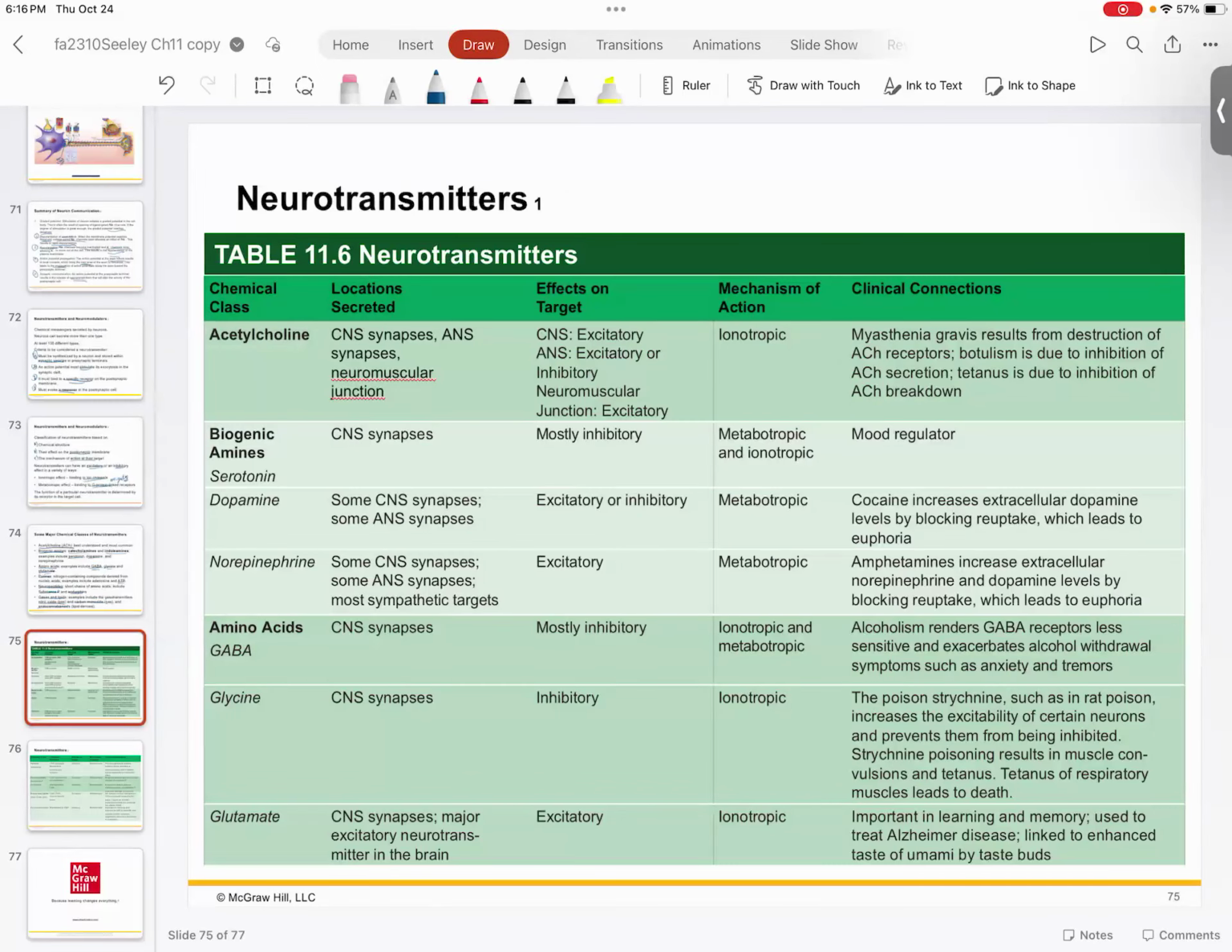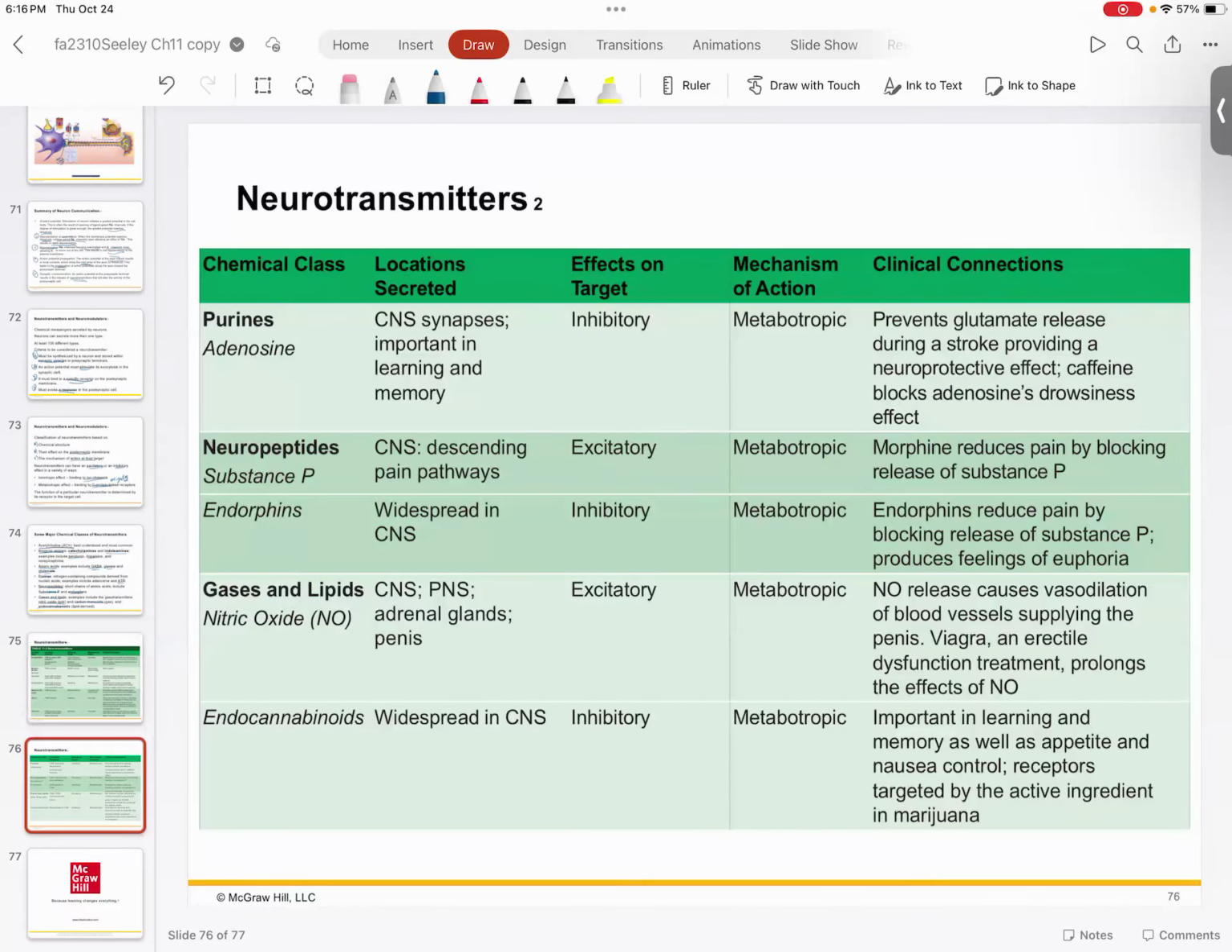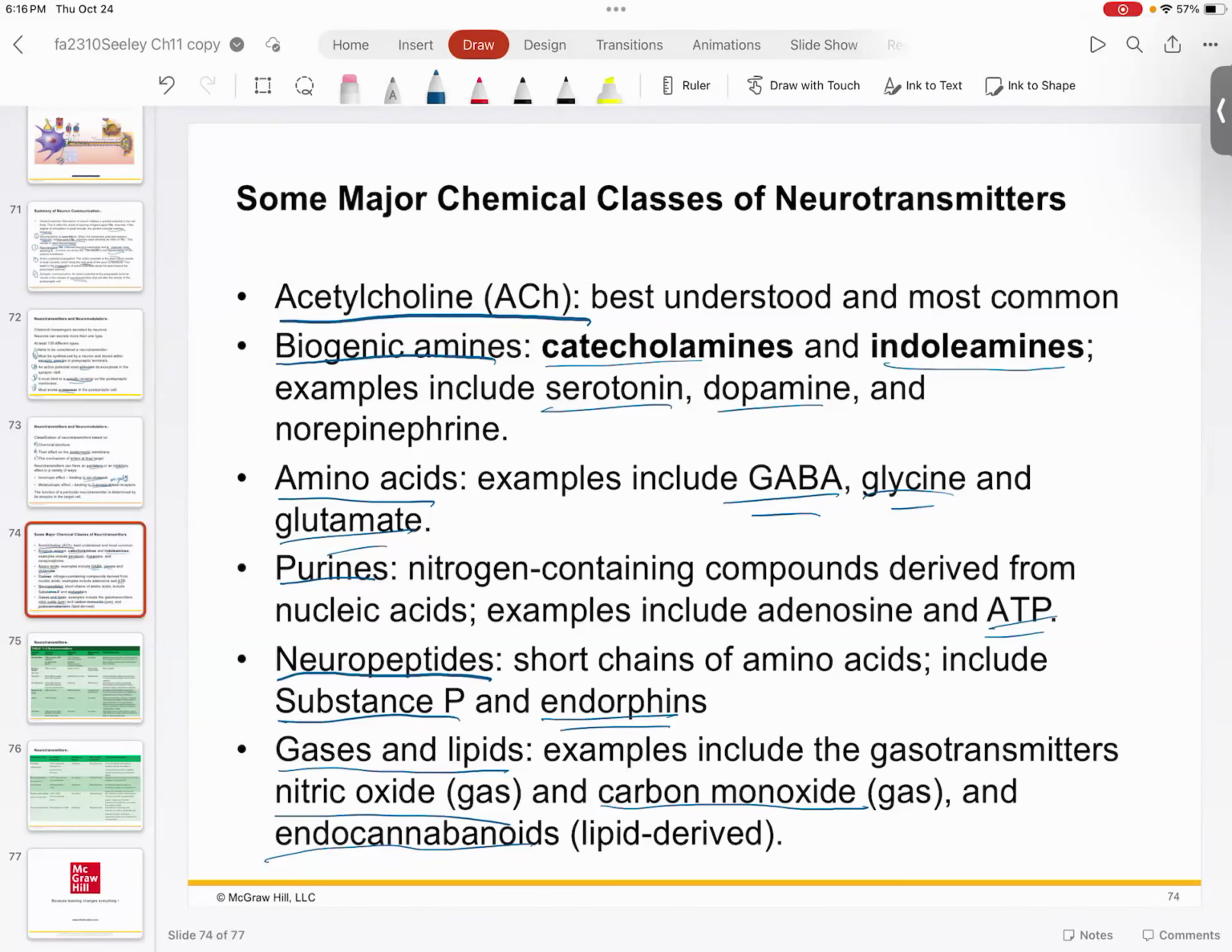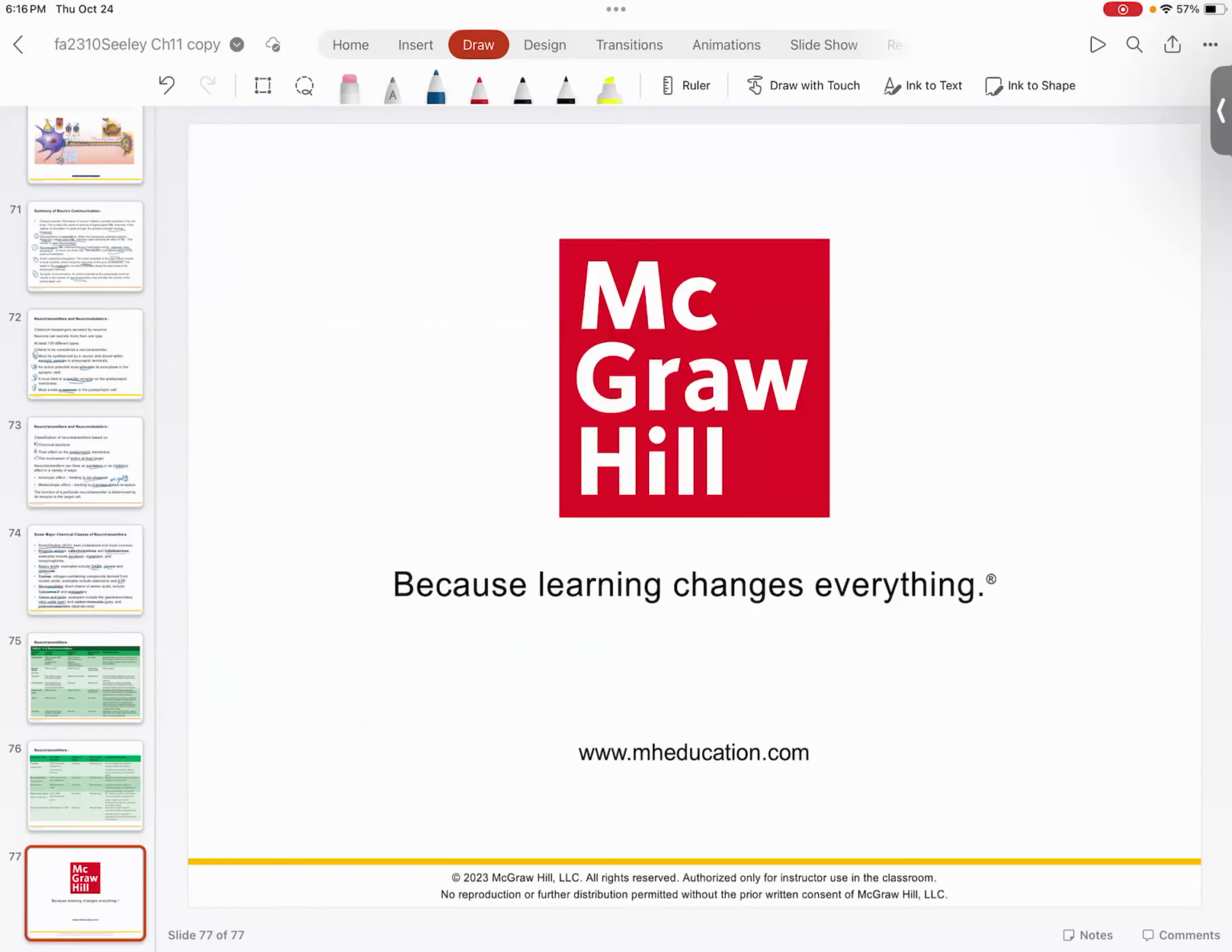And for you table types, this is your table, right? So you have your different types: your biogenic amines, your acetylcholines, your amino acids, your purines, your neuropeptides, your gases and lipids. This is just the table version of what we just had in this particular slide. And guess what? That brings us to the end of chapter 11.